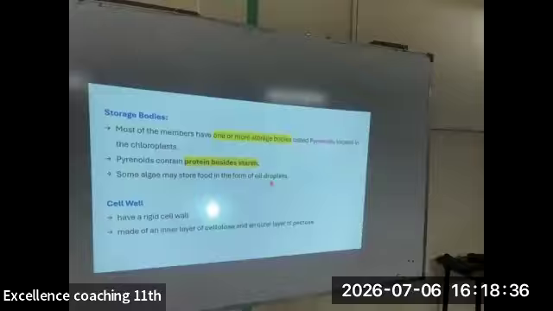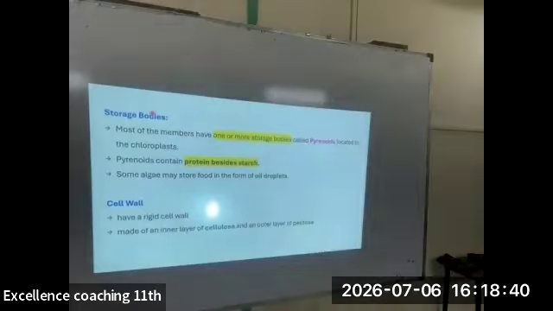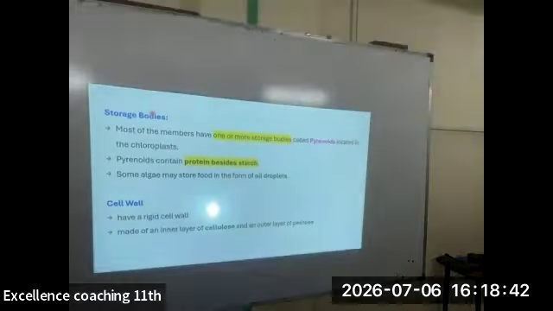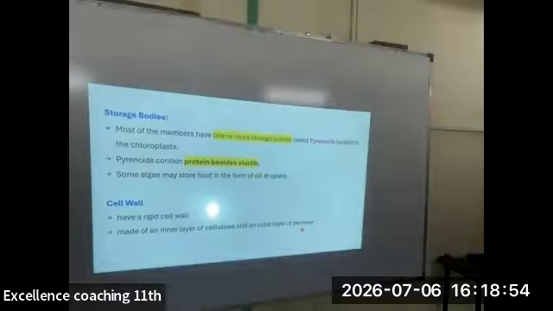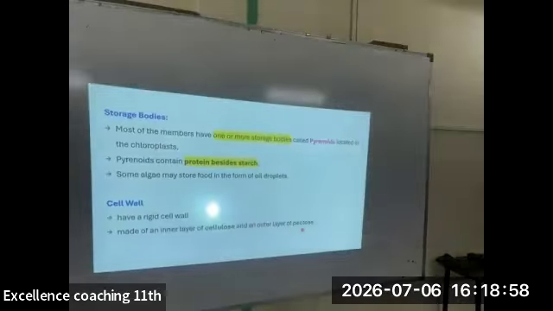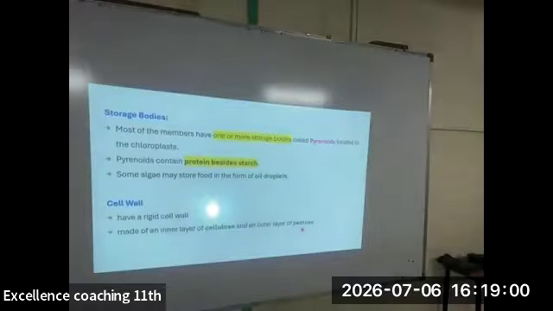So pyrenoids plus oil droplets are the storage bodies in Chlorophyceae. Is this clear? Yes? Okay. Then cell wall, obviously a rigid cell wall. It has cellulose and the outer layer is made up of pectose. It is theory only. You have to remember, revise, and write it down, like how we were writing this difference between.